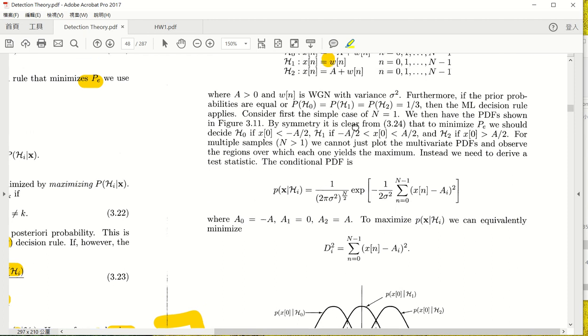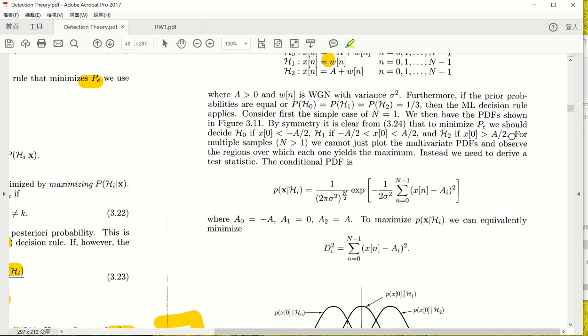By symmetry, it is clear that to minimize PE, we should decide H0 if x0 is smaller than minus A over 2, H1 if x0 is between minus A over 2 and A over 2, and H2 if x0 is larger than A over 2.